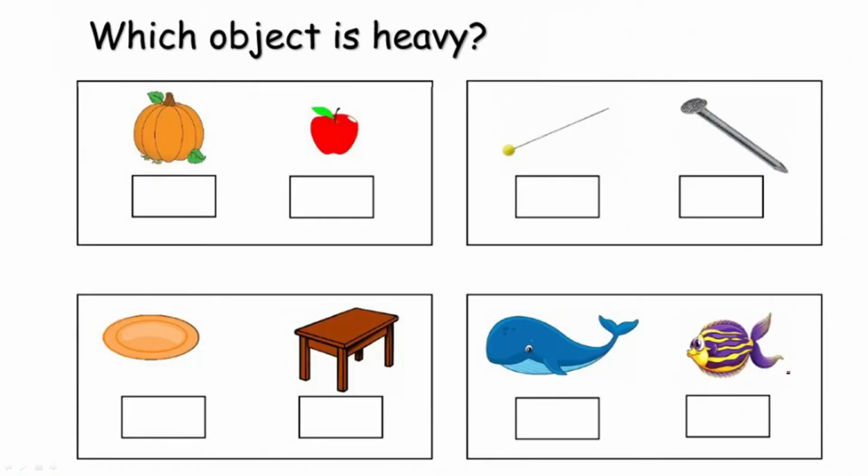Which object is heavy? Here pumpkin is heavy. Here nail is heavy. Here this table is heavy. Dolphin fish is heavy.